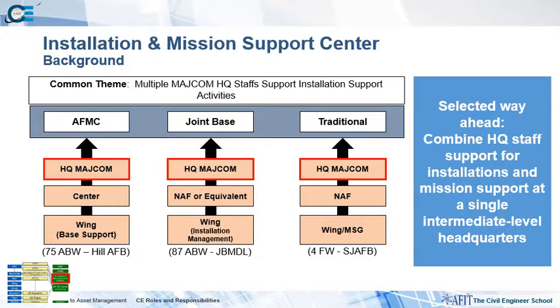As an example of the way things were before Air Force Installation and Mission Support Center, here you see three different types of bases. At the left, you have a depot base within AFMC. In the middle, you have a joint base, and on the right, you have a traditional flying mission base. Regardless of what the mission of the base was, you had functional support at several MAGCOMs doing ostensibly the same task. The selected way ahead was to centralize or combine headquarters staff support for installations and mission support, or INMS, at a single intermediate level headquarters. This would effectively standardize several installation support functions and greatly reduce overhead.